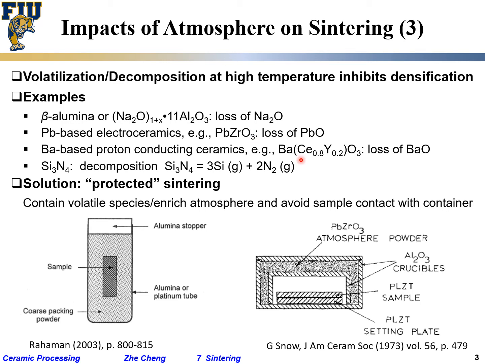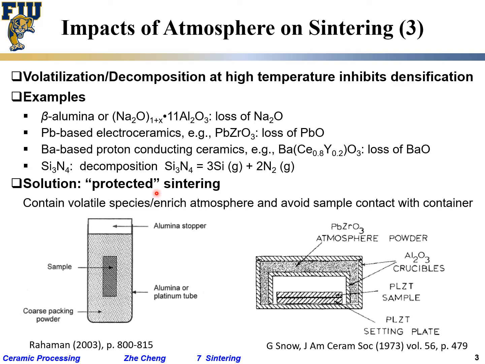Or when I was doing proton conducting oxide, this so-called barium cerium yttrium oxide, the loss of barium oxide. The barium goes everywhere when you heat up to high enough temperature. Or even silicon nitride for tooling. Silicon nitride, you heat up high enough, and believe it or not, it decomposes into silicon gas and nitrogen gas. If you don't do it carefully, it's going to decompose. And all of these would inhibit densification. So one solution is so-called, read to yourself, protective sintering.